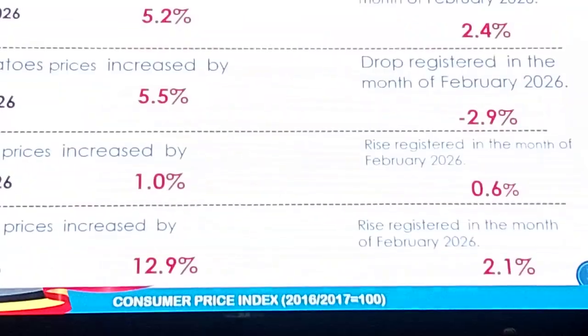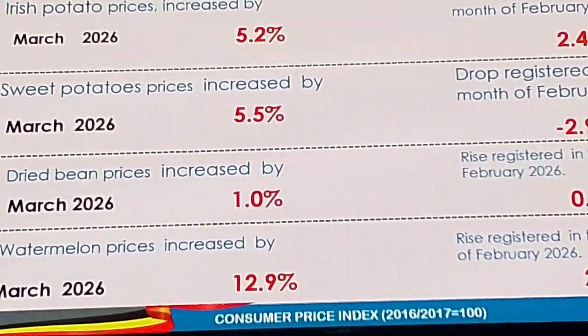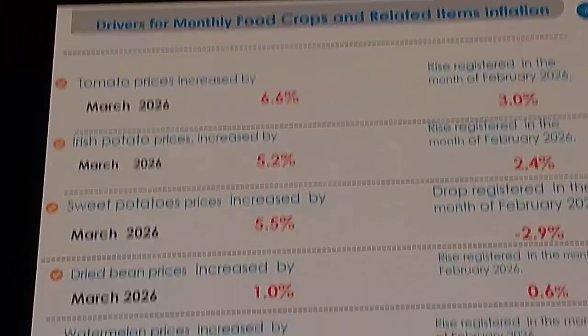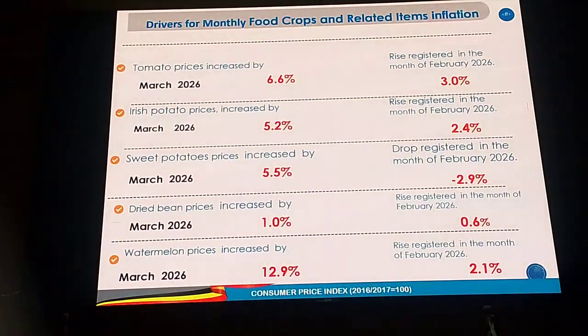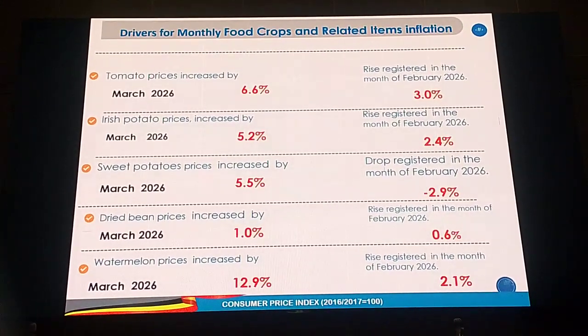So we have our perishables, which are only these monthly food crops. We see them increasing by 0.3% in the month of March 2026 compared to February 2026 where we recorded 0.4%. So the drivers of these food crops and related items, we see prices of tomatoes increasing by 6.6% this month compared to the 3.0 that we recorded in the month of February 2026. Irish potato prices increased by 5.2% compared to the 2.4% that we recorded in the month of February 2026.